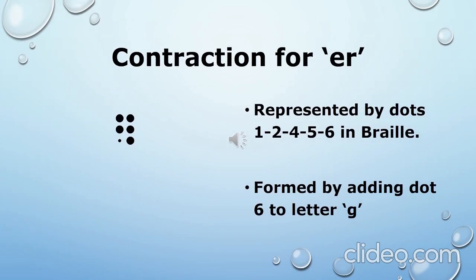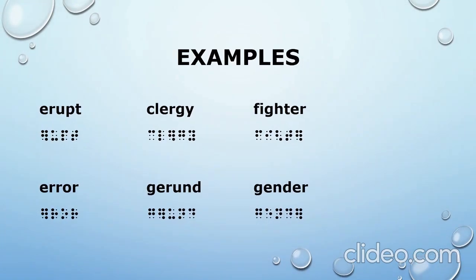Next is the contraction for ER. This contraction can be represented with the dots 1, 2, 4, 5, and 6. Now this is derived from letter G added with dot 6. Again, this contraction can only be used as a group sign, not as a word sign. Let's take some examples. We have the words erupt, clergy, fighter, error, gerund, gender.